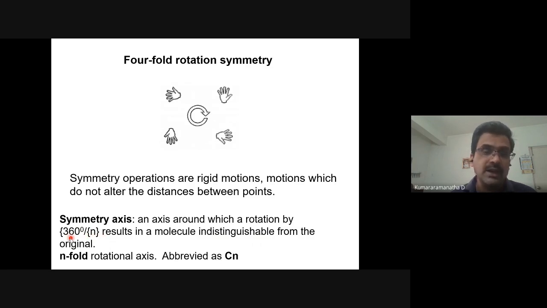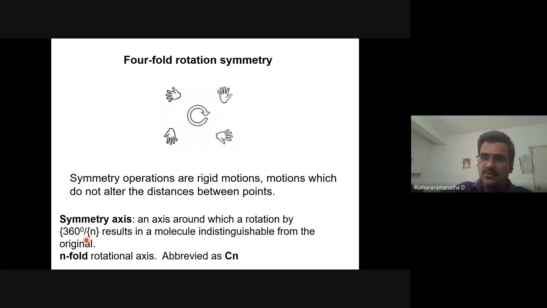Very, very important: 360 degrees, because it is the same as what you have taken, whatever object, your phone or pencil or whatever form. If you rotate 360 degrees, it returns to the original shape. That is called an n-fold rotation axis, abbreviated as Cn. So you are doing n-fold rotation. If n equals 2, how much will be the angle? Anyone in the class?